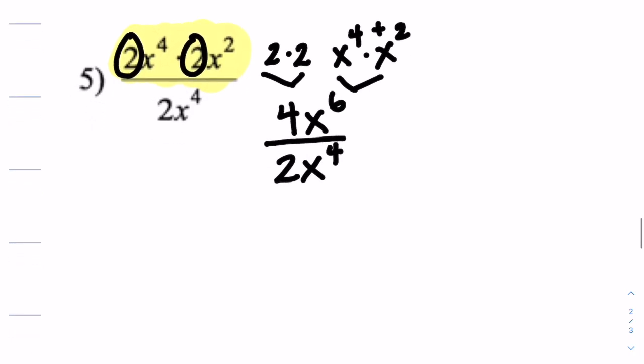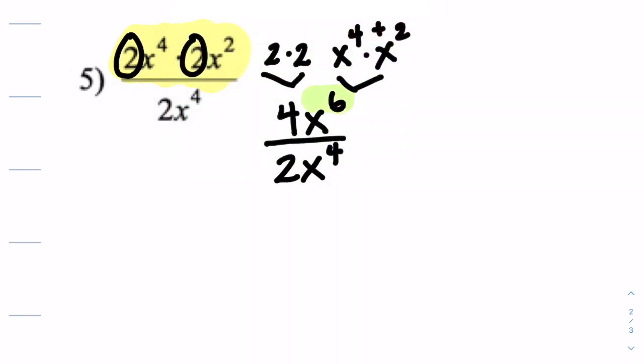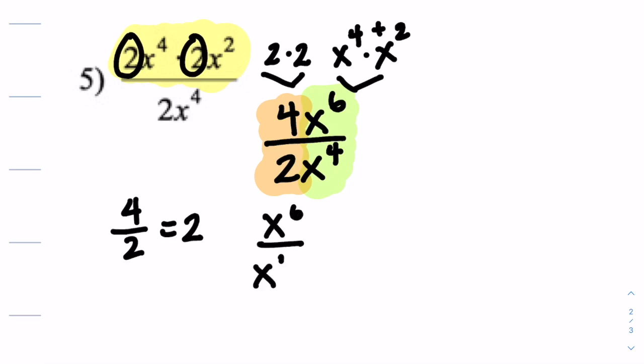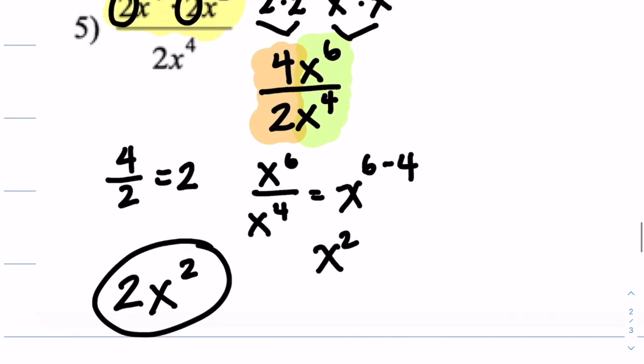Now I can bring back the bottom. And once I do that, I see there's another property, the division property. So I'm going to treat these as their own thing, and I'm going to treat these as their own thing. So 4 divided by 2 is 2, and then x to the 6th divided by x to the 4th. The division rule says we should subtract the powers, so that's x to the 6th minus 4, or x squared. So then your answer is going to be 2x squared.